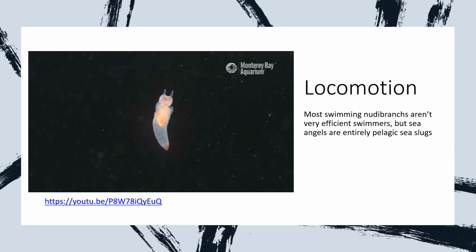A lot of the nudibranchs are not super efficient swimmers, like the one you may have just seen if you watched the video. But there are some, like the sea angel, that are entirely pelagic. So they spend all of their time living and swimming in the open water, never going down to the seafloor. Sea angels have a set of parapodia that look like literal wings, hence the name. And they're really strange looking animals. Pause and click the link in the slides to see those wings in action.